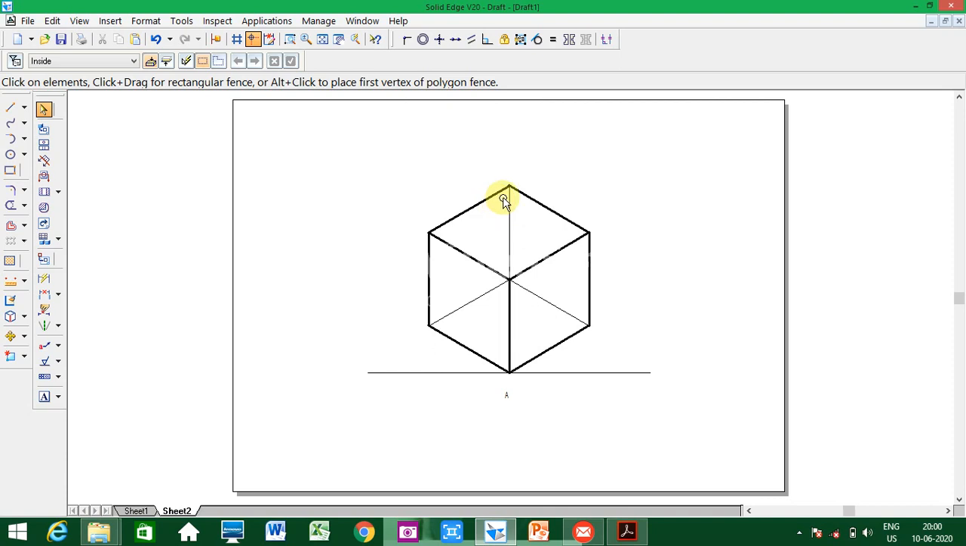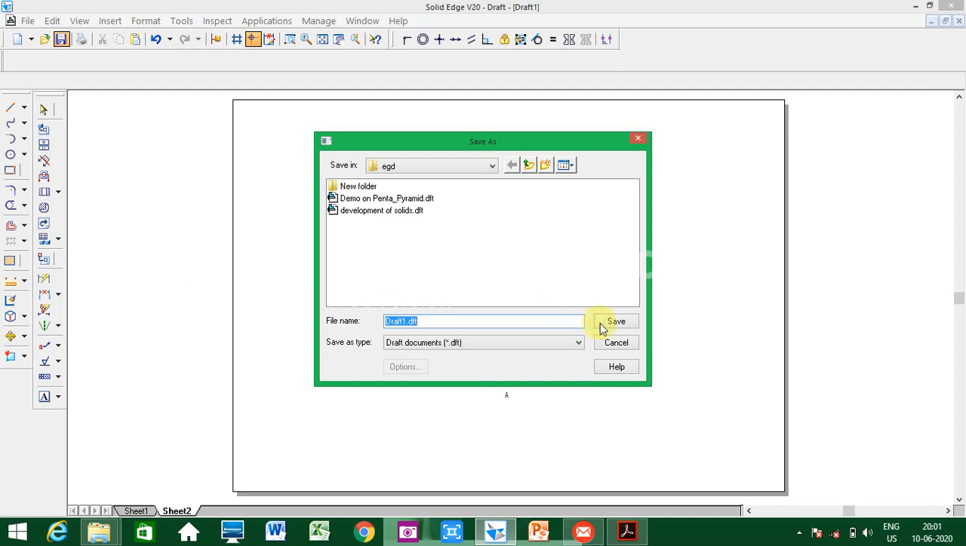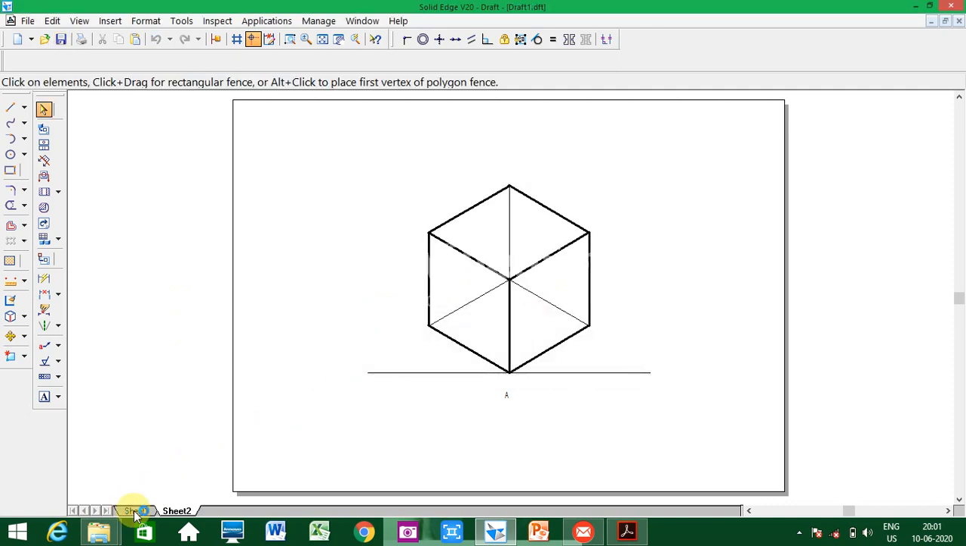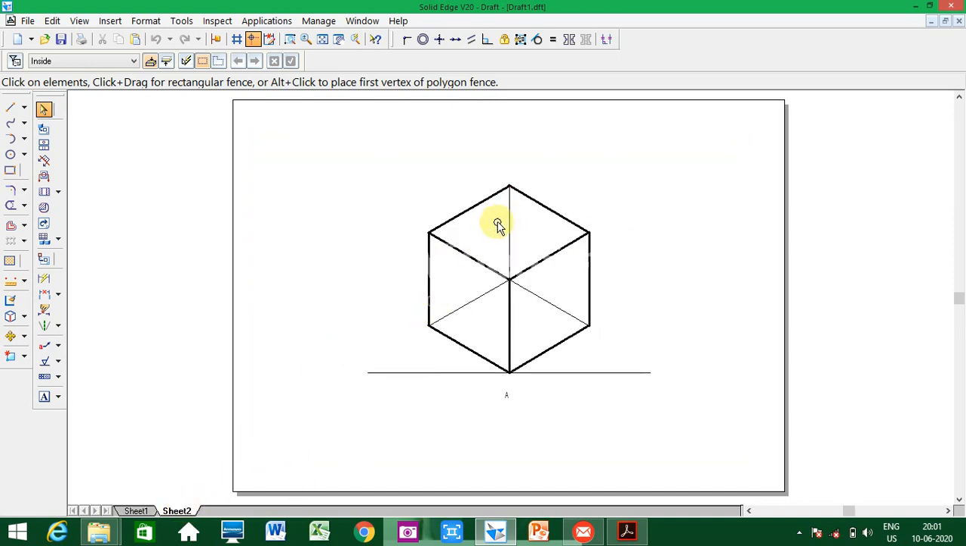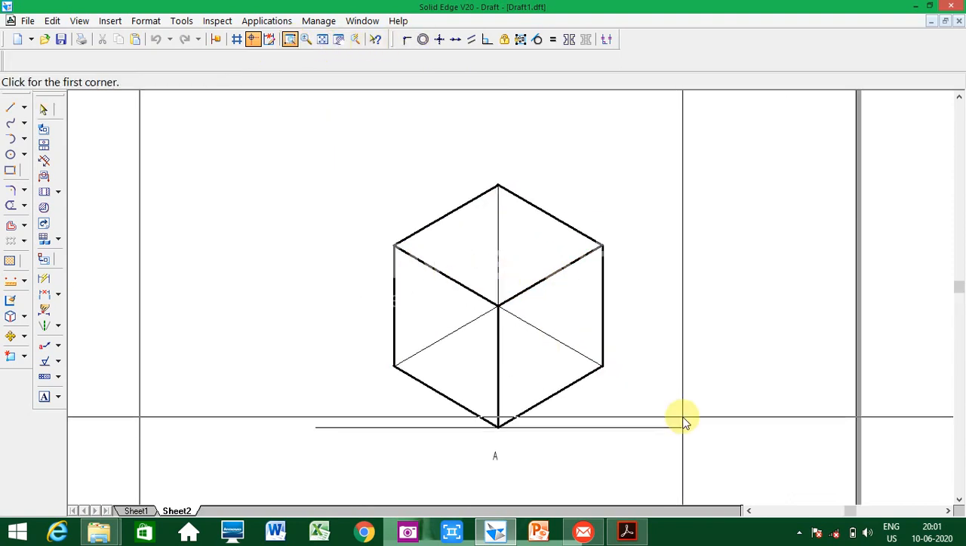Now this is the cube. See, this is the top face of the cube, where you have to keep the cone. Now you have to prepare the base of the cone. The base diameter of the cone is 30, so I prepare a box of 30 here inside this 50 box. I'll zoom this area. And this angle I have to maintain.